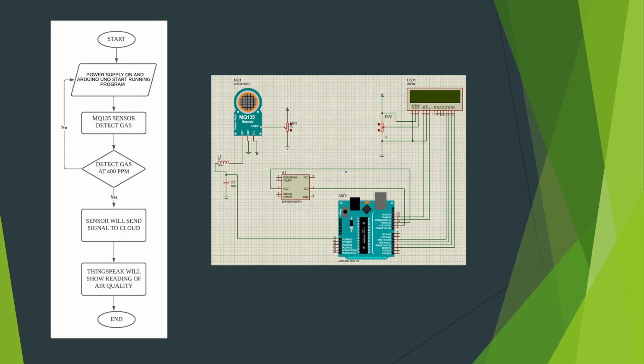This is our flowchart. First, the power supply is on and the Arduino starts running the program, and the MQ135 sensor detects gas. If the gas is detected at 400 ppm, the sensor will send a signal to the cloud and the internet. Then we use ThingSpeak. ThingSpeak will show the reading of air quality, and this is our simulation circuit.